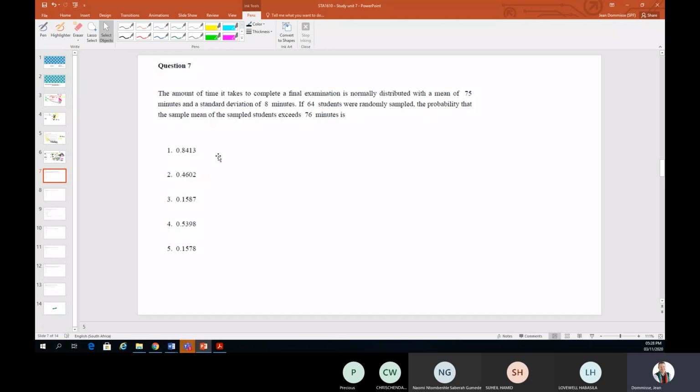The amount of time it takes to complete a final examination is normally distributed with a mean of 75 minutes and a standard deviation of 8 minutes. If students are randomly sampled, what is the probability that the sample mean of the sampled students exceeds 76 minutes? Okay.